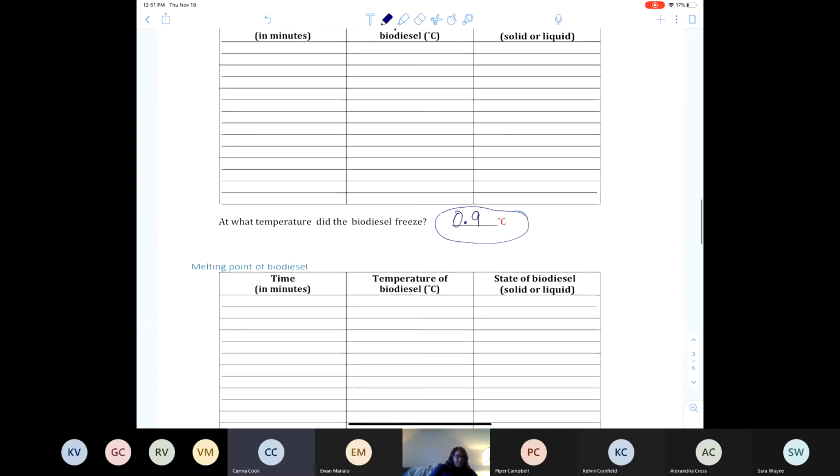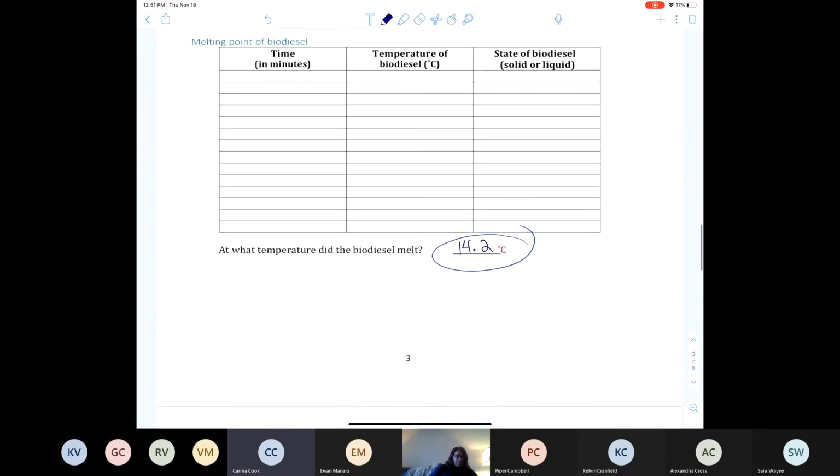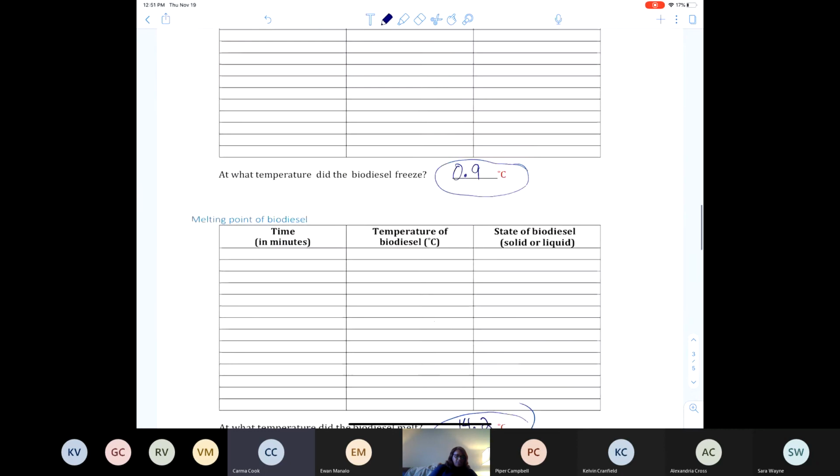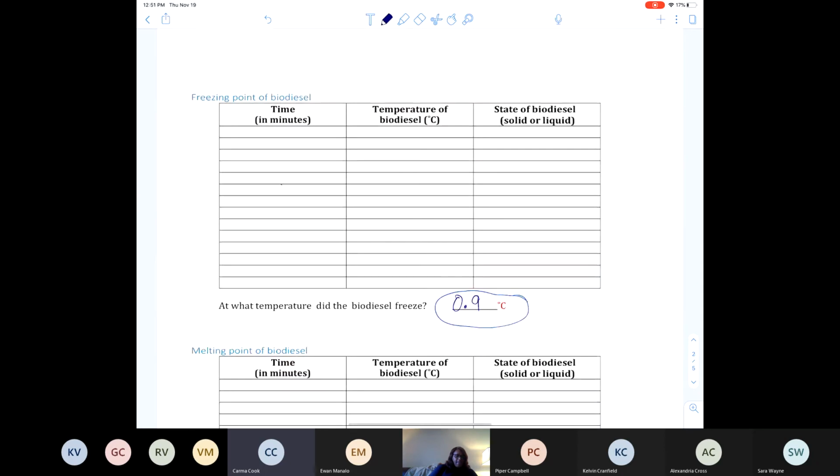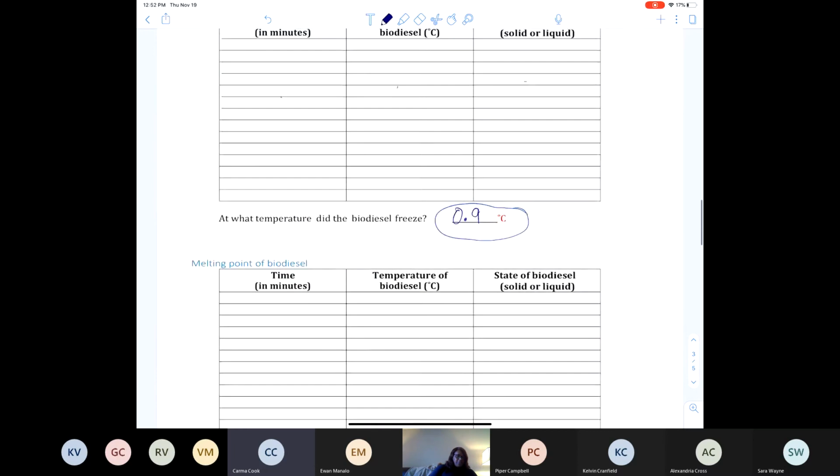And so in addition to having your freezing and your melting points on your data sheet, you also need to have the data tables completed with the temperature of the biodiesel at each time point, and then state whether or not the biodiesel was a solid or a liquid at that temperature. Any questions about the freezing and melting point determination sections?